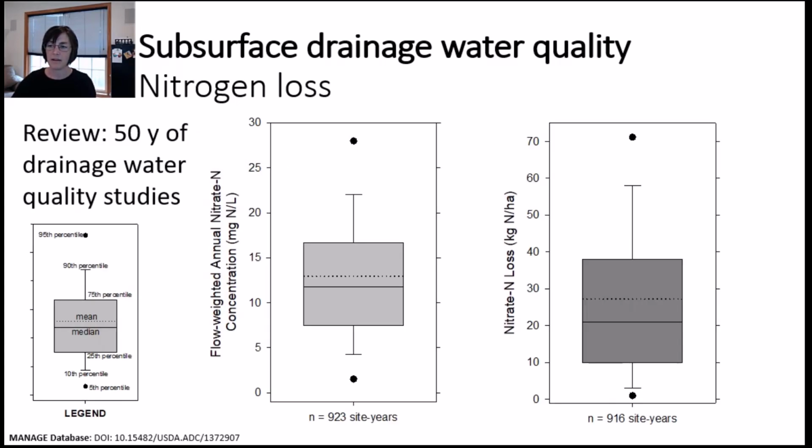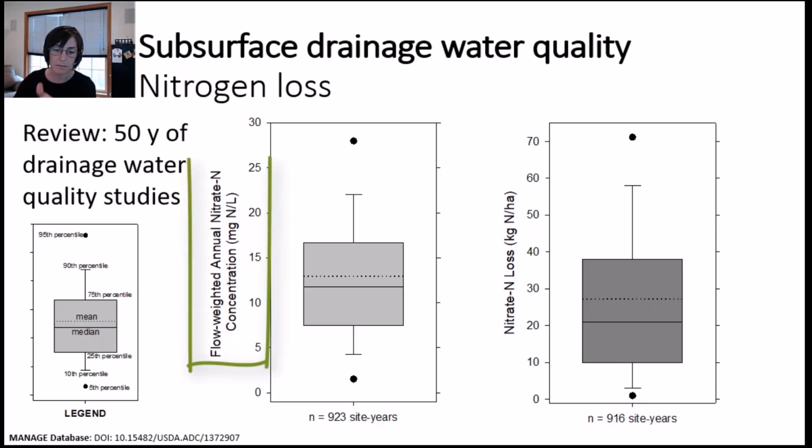First question about nitrogen loss. How much do we lose through subsurface drains? Several years ago, I did a large-scale review of every single published drainage study in North America, which ended up being about 50 years of drainage research. And I compiled that information into a database. I later had a student add to this database that allowed us to create graphs like this that answer big basic questions about what we're seeing with drainage water.